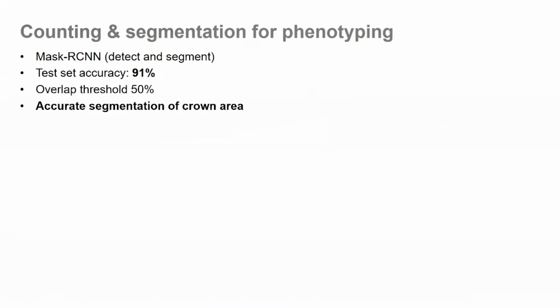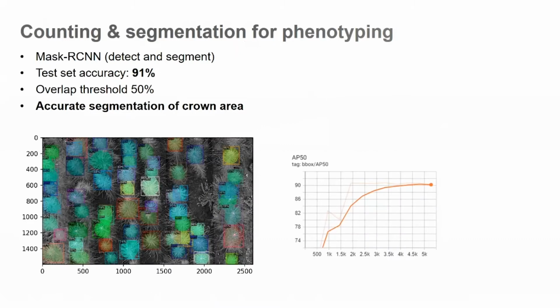The results from the segmentation algorithm were equally impressive. This is the mask RCNN algorithm that looks to both detect seedlings but also to segment out the individual crowns. The test set accuracy in this example was 91%. We set our overlap threshold quite high because we want to do phenotyping, so only predictions that overlap ground truth by 50% are counted. But overall, we still see here very accurate segmentation of the crown area.